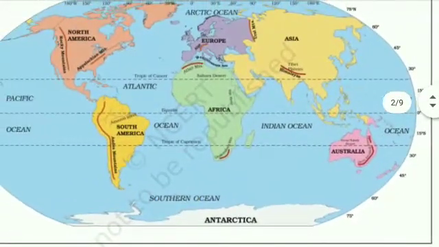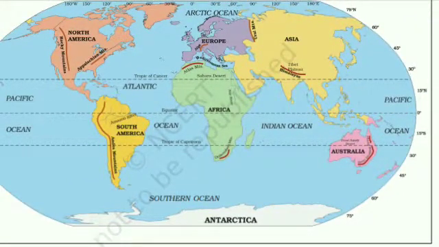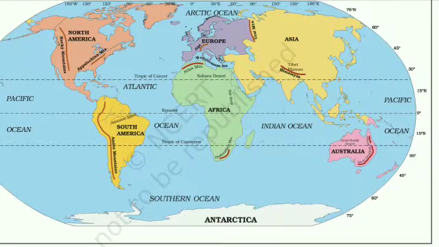Look at this picture. The 7 continents of the world are Asia, Europe, Africa, North America, South America, Australia and Antarctica. The greater portion of the landmass lies in the northern hemisphere.